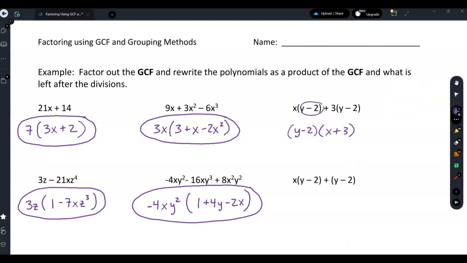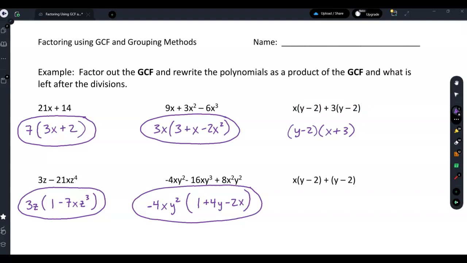We're just taking whatever they have in common and factoring that out front. And then if you were to cover that up, I'm going to cross it out just for a minute. If I just use my fingers to cover that up or cross it out, I'm left with x plus 3. So then let's do the last one.